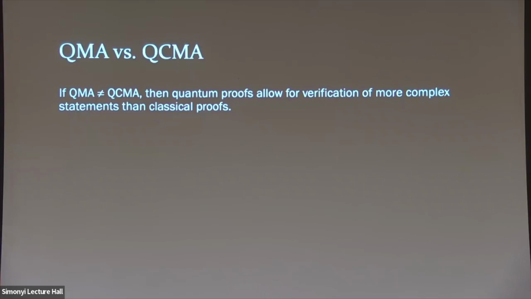If these two classes are different, then it would really say that quantum proofs allow for verification of more complex statements than classical proofs. I mean, it's not just through packing in an exponential amount of information into a quantum state, because that's not possible. It's something more subtle than that.